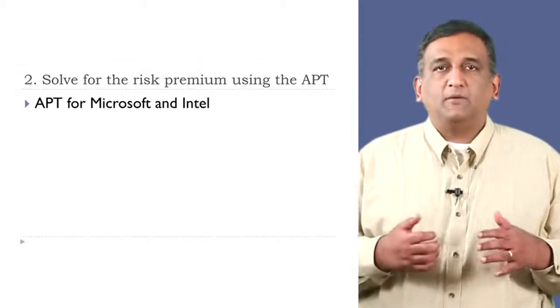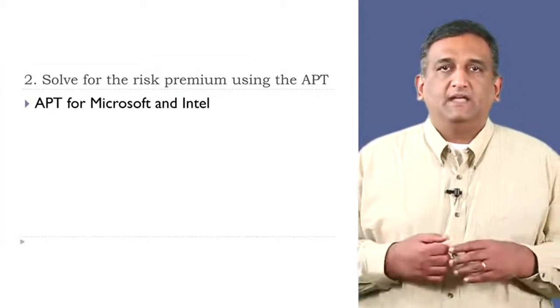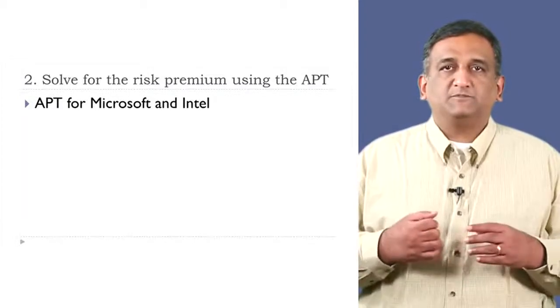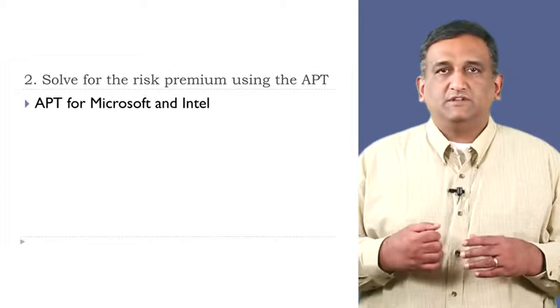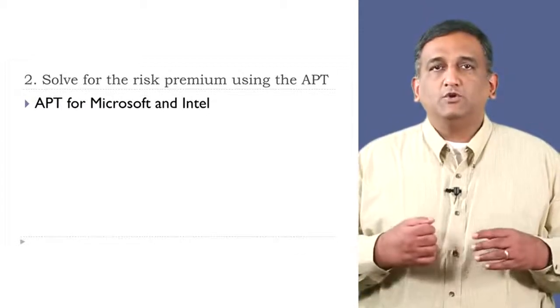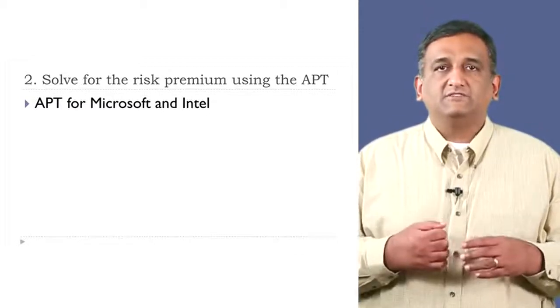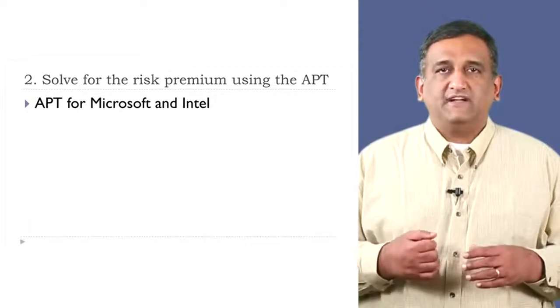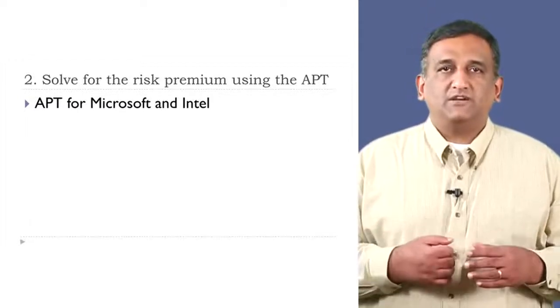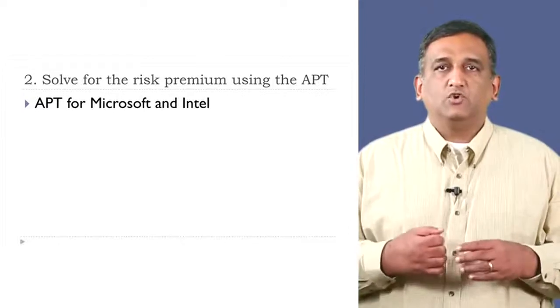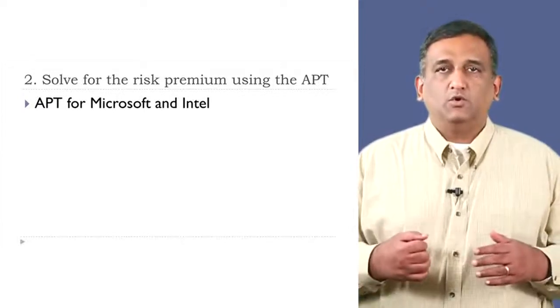Write the APT for Microsoft and Intel. Remember, it says that the expected return equals the risk-free rate plus beta times the risk premium. We do not know the risk-free rate and the risk premium for the business cycle risk factor. We will have two equations, one each for Microsoft and Intel, and so we can solve for the two unknowns.